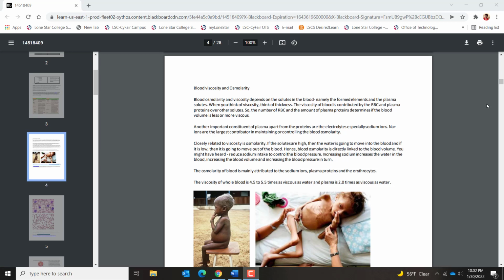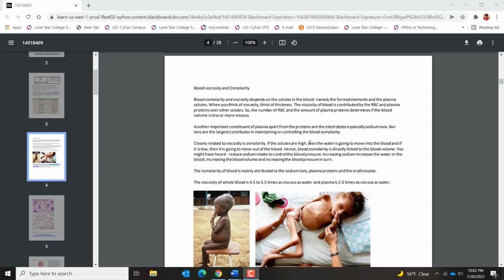Because of the red blood cells or the albumin, which are big molecules, but it could also be due to ions like sodium or chloride or bicarbonate. Though they don't contribute to the viscosity, they do contribute to osmolarity. So the number of RBCs and amount of plasma proteins like albumin does determine if the blood is less or more viscous, right? But having those electrolytes like sodium ions, that maintains or controls the blood osmolarity. So that's the two big differences between the two.